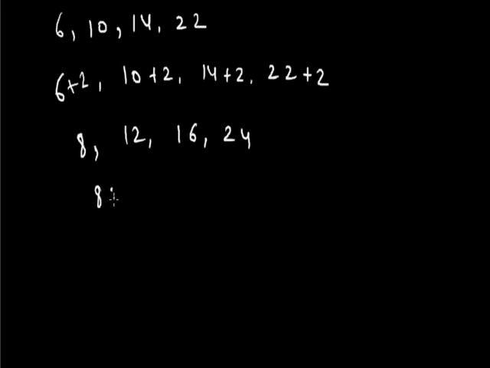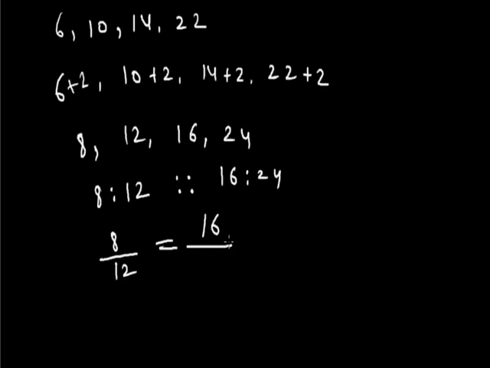That means the ratio of the first two terms, which is 8:12, is proportional to the ratio of the last two terms, which is 16:24. Now these ratio representations can be written as 8 divided by 12 in the fractional form, and this sign of proportionality can be replaced with the sign of equality. The last ratio 16:24 can be written as 16 divided by 24 in fractional form. Now if they are in proportion, then these two fractions must be equal.